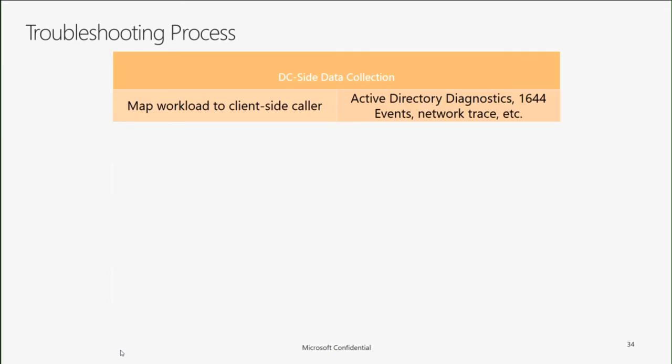So what's our troubleshooting process? Basically, the goal is to be able to map the DC side workloads to the actual client making that request. And so how do we do that? You go into Performance Monitor on the domain controller. You load up. You've seen diagnostic data collector sets there. It's just a simple report that you can run. There's one called Active Directory Diagnostics. You click Start on it. It does a 5-minute data capture.